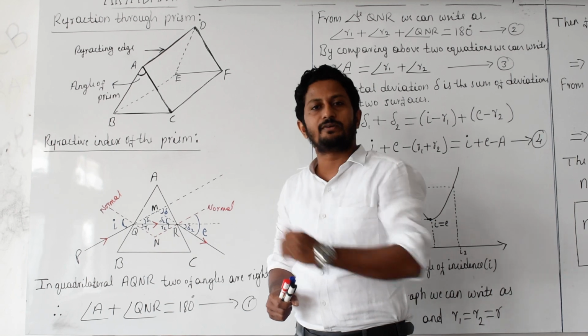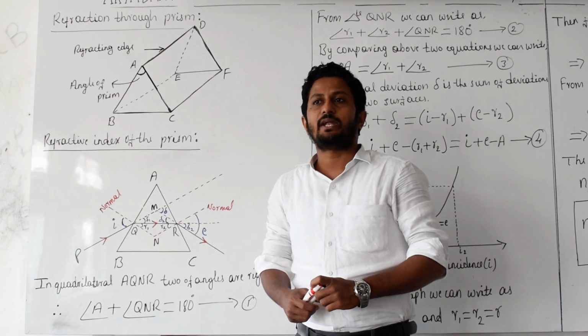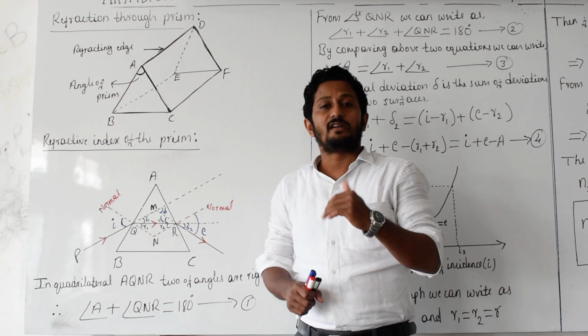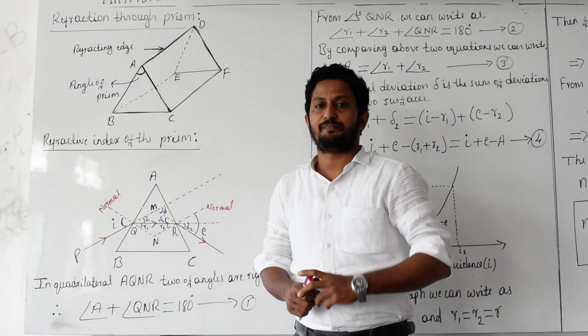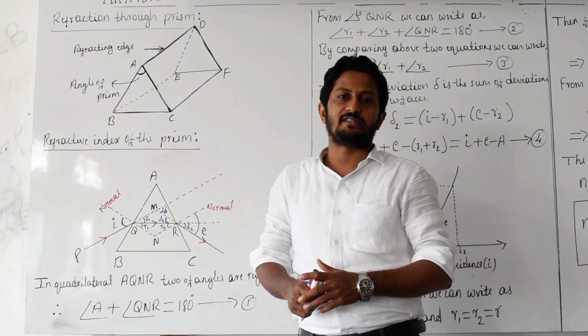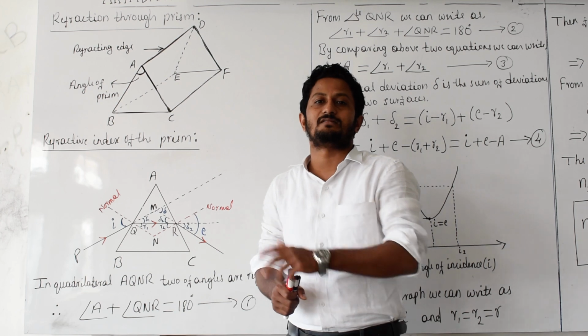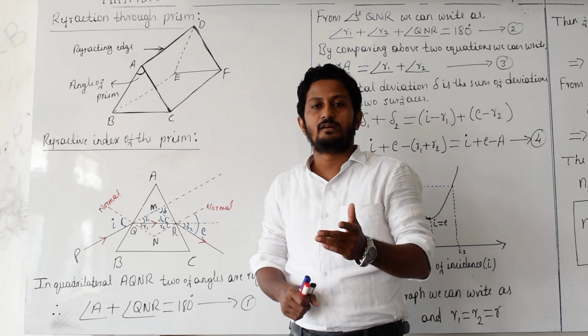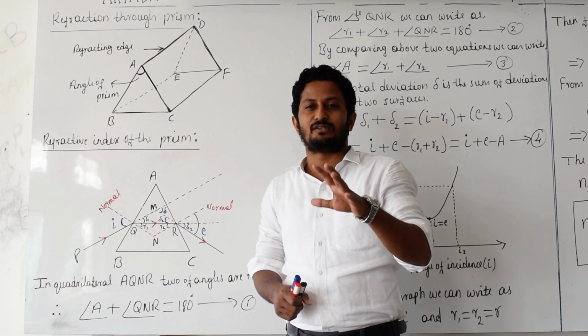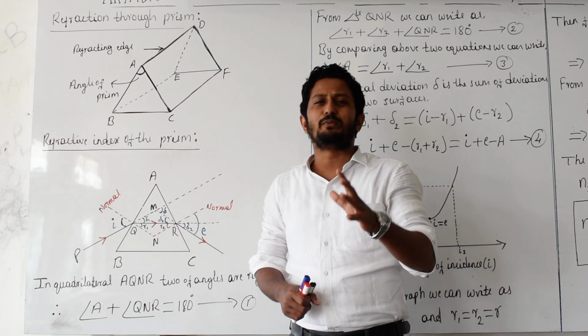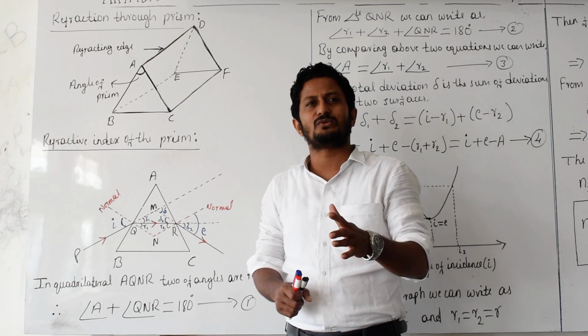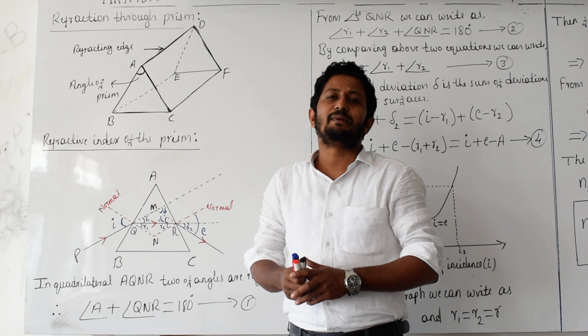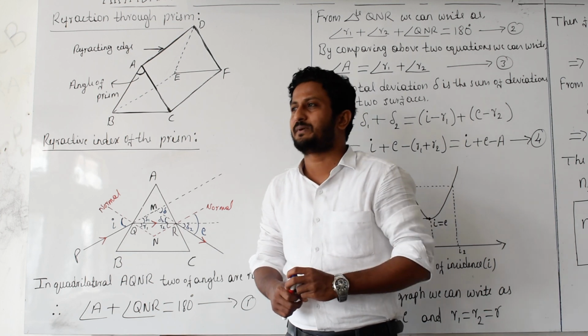Okay. So now in this class we are going to discuss refraction through a prism. In the last class we saw refraction through a lens. Now we are going to discuss refraction through the prism. What do you mean by prism? A prism is also an optical medium. I mean, it is a transparent medium.